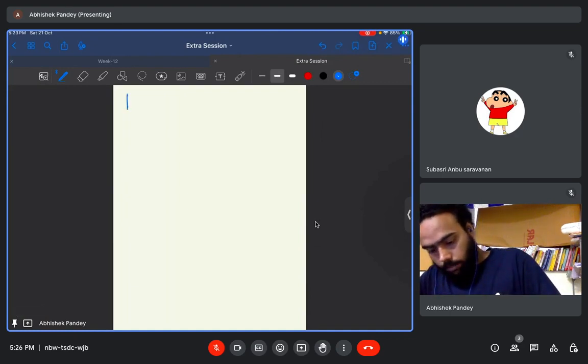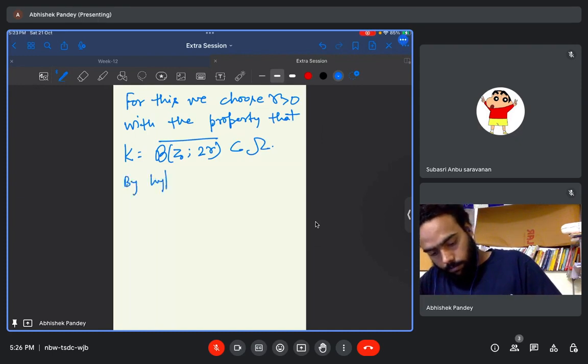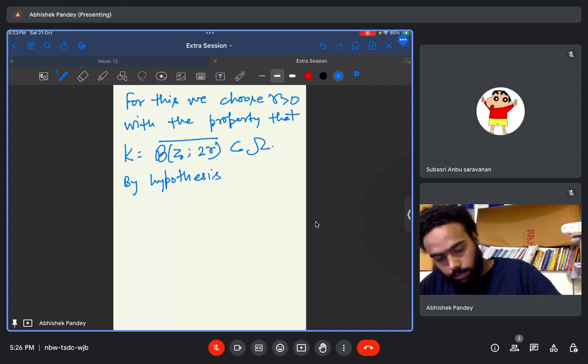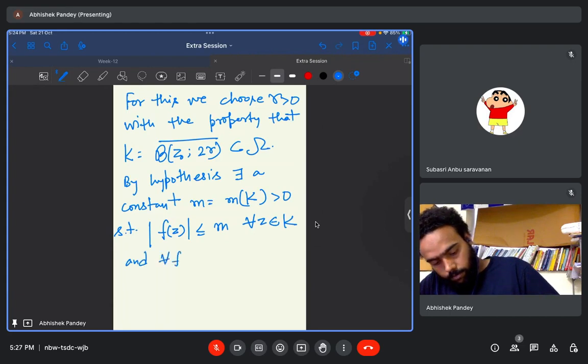Okay, so for this we choose R positive with the property that this K, which is basically this ball, is a subset of omega. So by hypothesis, there exists a constant M, which only depends upon this compact set K, positive, such that mod of f(z) is less than or equal to M for every z belongs to K, and for every f belongs to this family F.